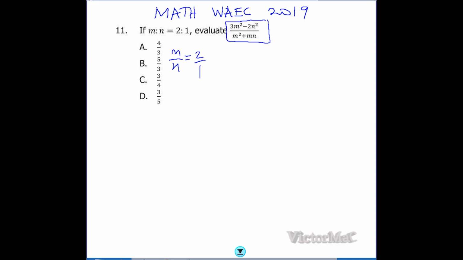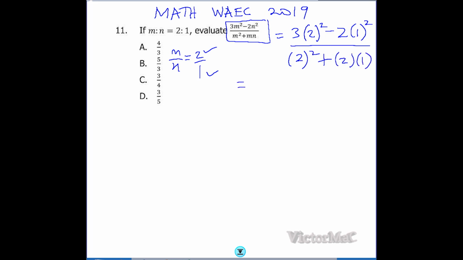Direct substitution, and where I find m, I'll put 2, and where I find n, I'll put 1. So let's go: 3 times 2 squared minus 2 times 1 squared, all over 2 squared plus 2 times 1. 3 times 2 squared, that's 3 times 4, we have 12. Minus 2 times 1 squared, that's minus 2 times 1, minus 2. 2 squared is 4, then plus 2 times 1, we have 2. So 12 minus 2, we have 10. 4 plus 2, we have 6. And we divide by 2 here, we have 5, and 2 here, we have 3. And option B is the correct answer.